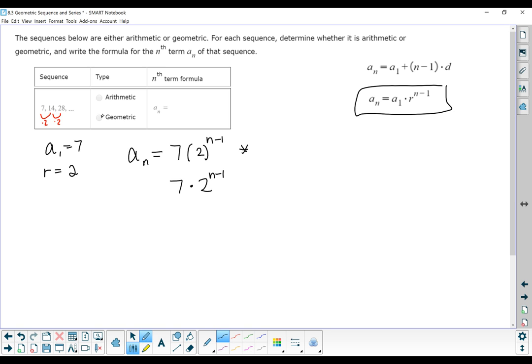Oh, and I didn't mark that was geometric because it had that common ratio. Okay.